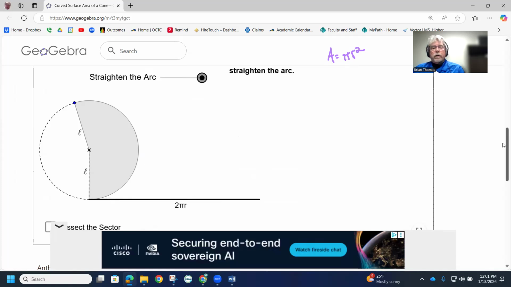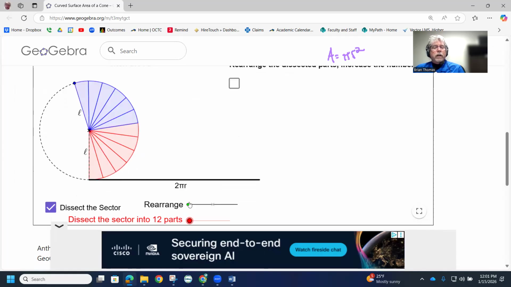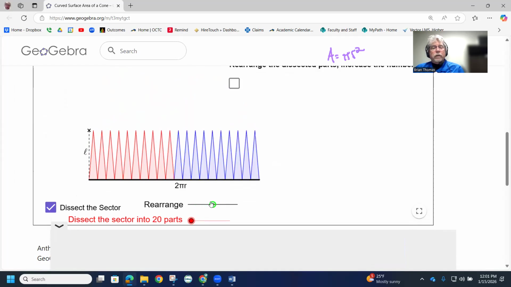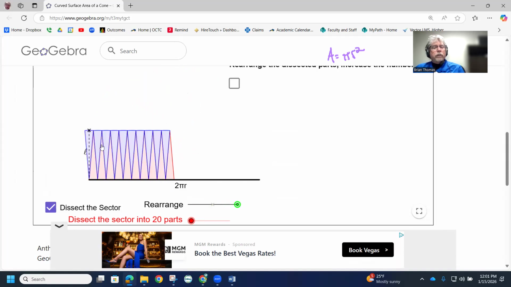From there, what I can do is dissect this sector. I can cut it into pieces, and we can cut it into more pieces. Let's just cut it into about 20. Once I have about 20, again, what we're trying to do is find the area of this. If I unfold this area, notice how it starts to take on this shape. So now it's a bunch of little triangles. But notice how if I keep on rearranging, it turns into kind of a rectangular shape. So notice that this distance is the length. And remember, 2 pi r was this total length.